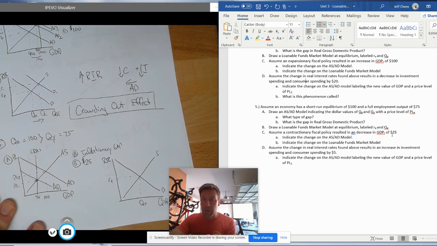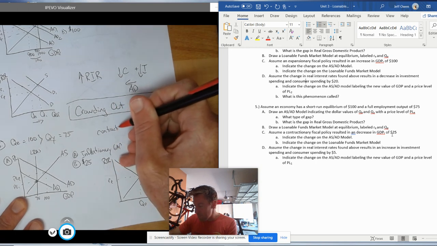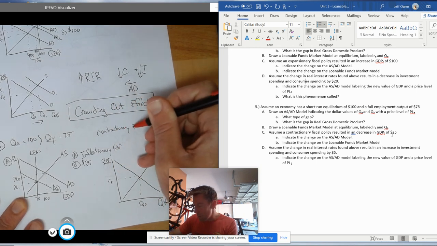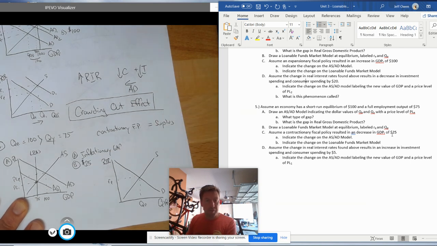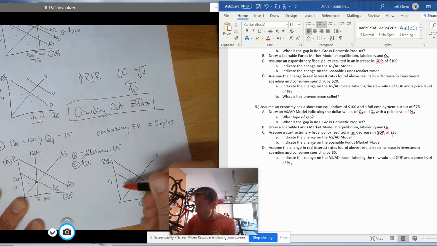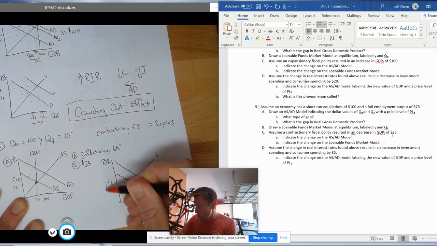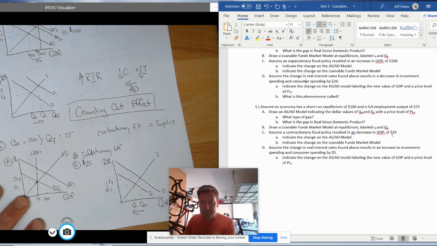And they want us to show the change in the loanable funds market. Since the government did a contractionary fiscal policy, that means they're going to run a budget surplus, right? If we're running a budget surplus, they're not going to need to borrow as much money from the loanable funds. So the decrease in government borrowing leads to a decrease in demand for loanable funds. Real interest rate falls, quantity equilibrium drops. Boom, there's our change in our loanable funds market.